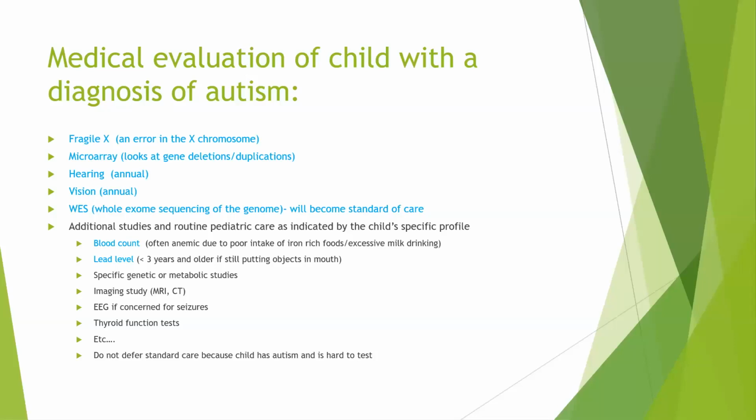Now, additional studies are ordered depending on the child's specific findings on physical examination as well as profile. We may or may not order a blood count, especially in a child who has a very restricted diet that you're concerned about anemia, a lead level, especially if this child mouths objects, and then specific genetic or metabolic studies as dictated by, again, the physical exam findings and neurologic exam findings. So the imaging studies like MRI or CT scan of the brain, EEG if there is concern about seizures. So these are all case-to-case basis, thyroid function tests.